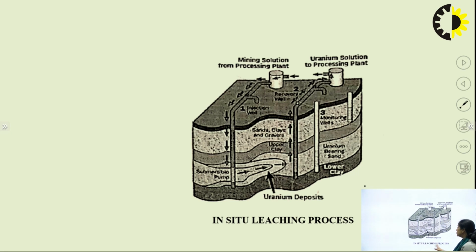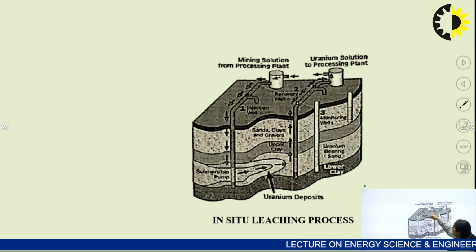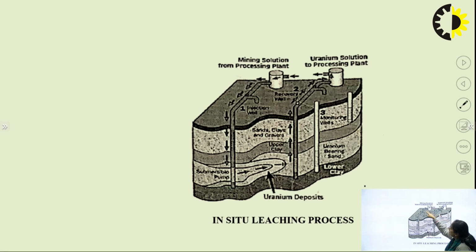So this is the picture. Here the in situ leaching process has been shown. See what the technique is here. This is the mining solution from the processing plant. From the processing plant this hole has been created, and the mining solution will be sent into the deep earth layer. This is the way of sending the mining solution, through this pipeline to the earth layer where the uranium deposits are. These are the uranium deposits shown here.